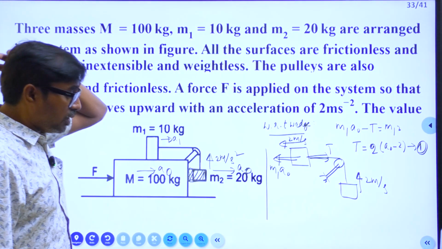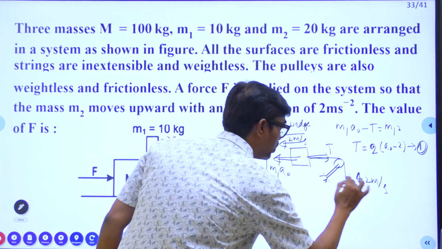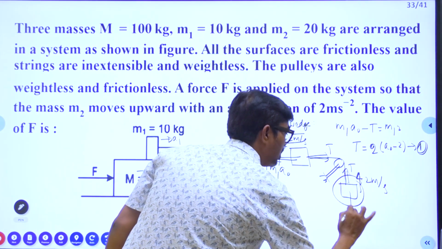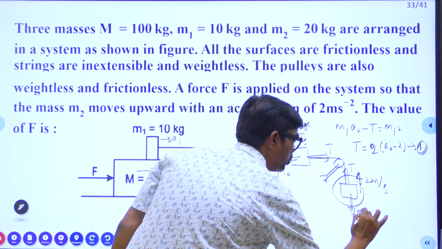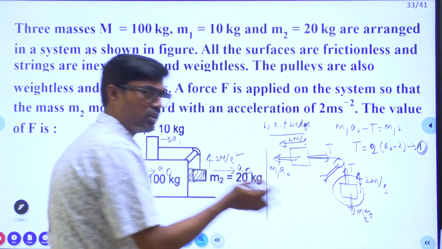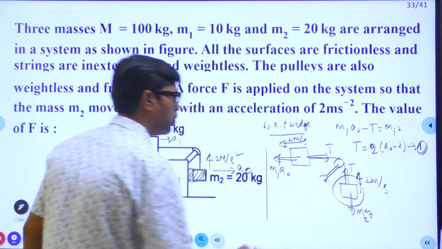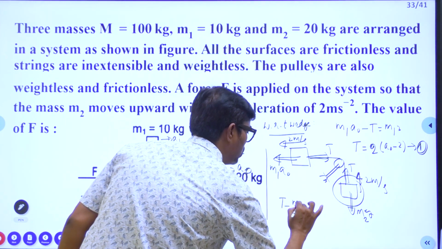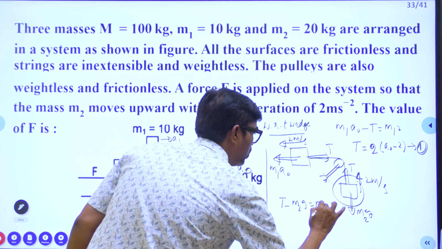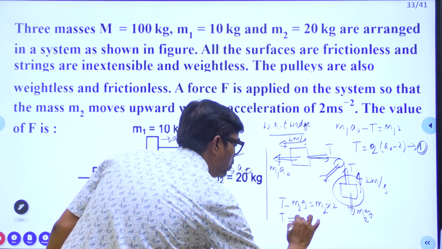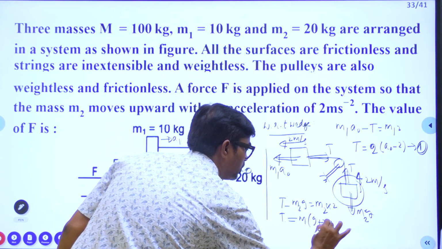Now the same tension I can calculate from this block also. Vertically, if you look at it, there is T here and there is m2 g. There will be pseudo force on this also, but that will be horizontal, balancing the normal reaction. Just focus on vertical forces here. So what do I have? T minus m2 g equals m2 into 2. So you will get T equals m2 into g plus 2.